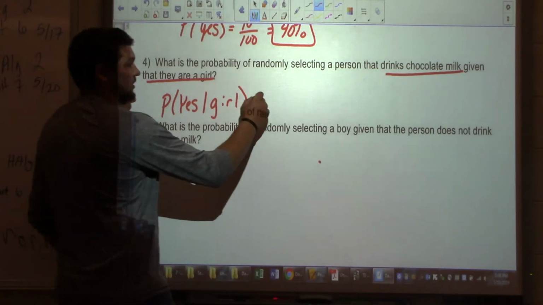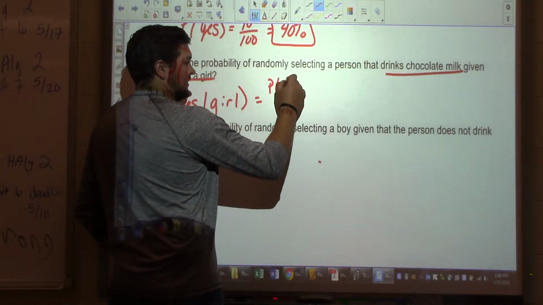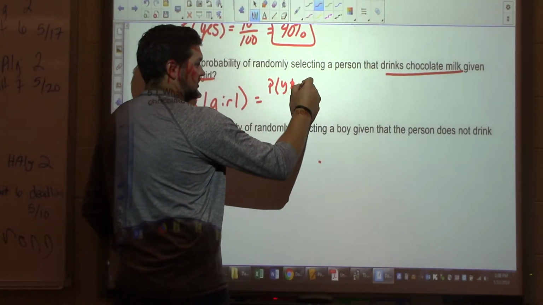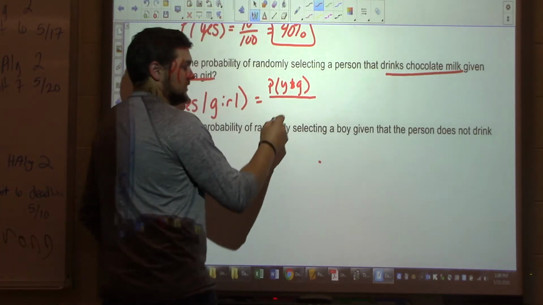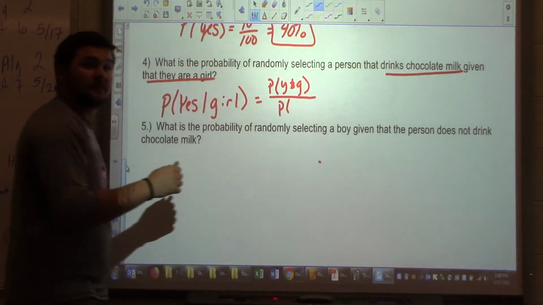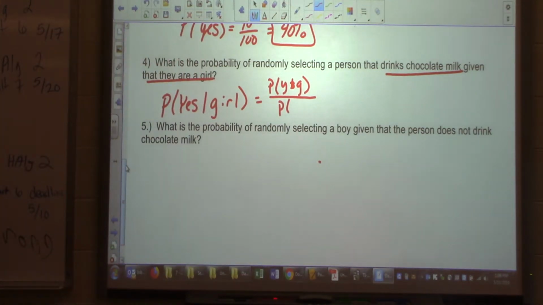So probability of both. So probability of yes and girl over the probability of what? The probability of A and B happening over the probability of the girl, right? Of the given.